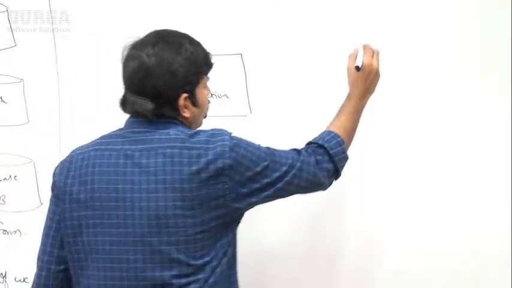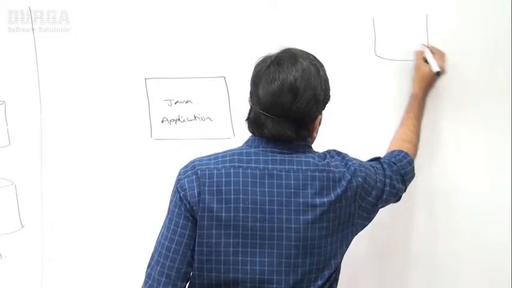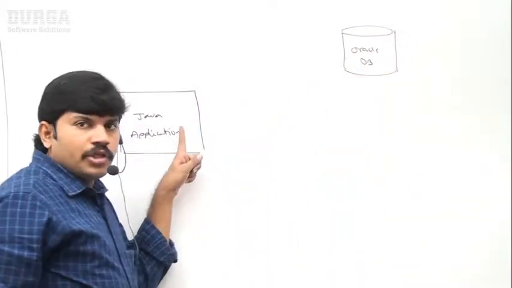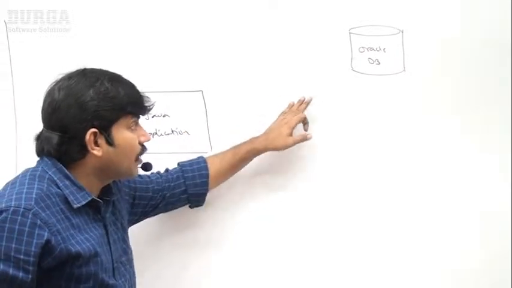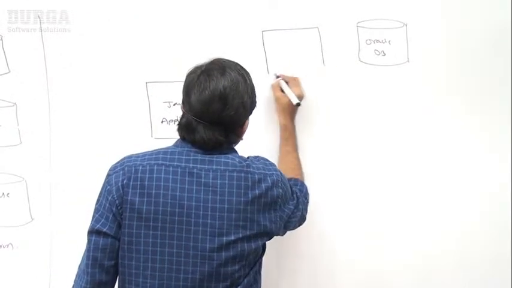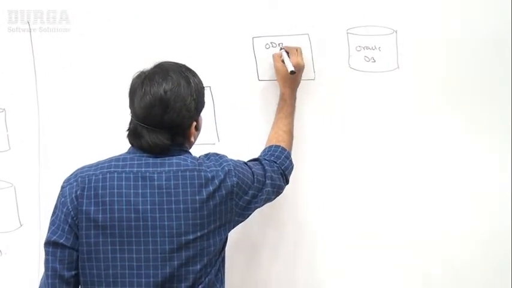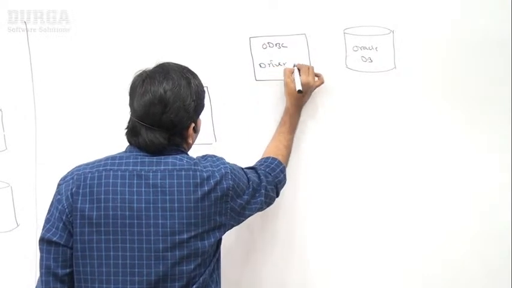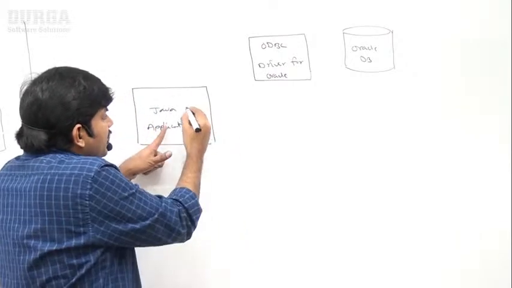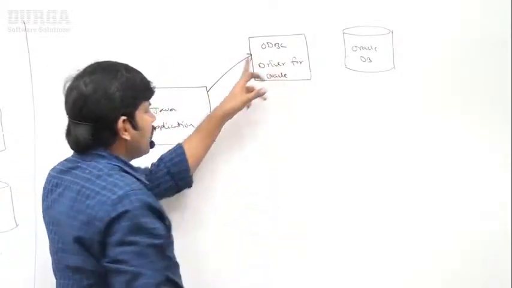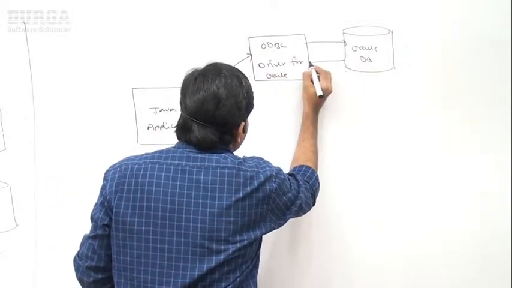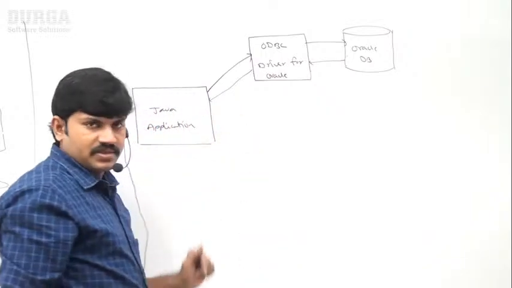Now I want to communicate with the Oracle database. If a Java application wants to communicate with the Oracle database, it is very simple. Choose the ODBC driver for Oracle. Then the Java application can communicate with the ODBC driver, the ODBC driver can communicate with the Oracle database, and it is going to provide the required results.